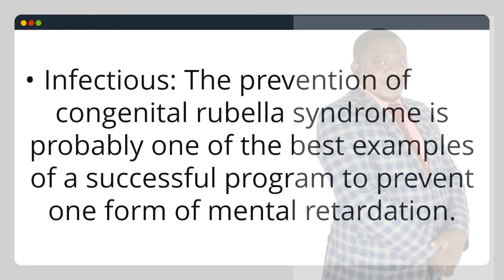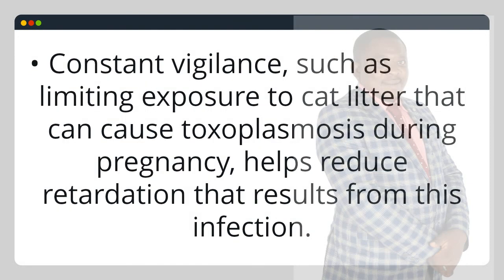Infectious. The prevention of congenital rubella syndrome is probably one of the best examples of a successful program to prevent one form of mental retardation. Constant vigilance, such as limiting exposure to cat litter that can cause toxoplasmosis during pregnancy, helps reduce retardation that results from this infection.